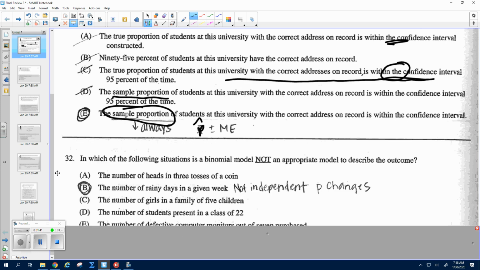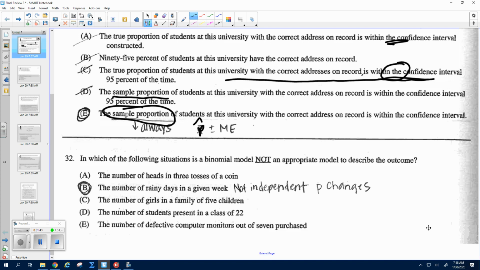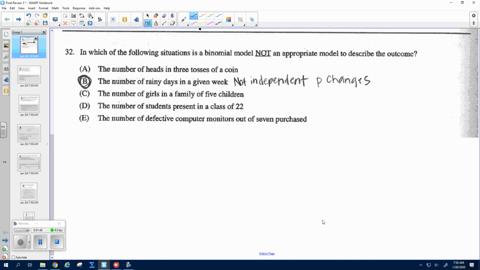All right, 32 is B. Rainy days are not independent, so a lot of times, you know, if you have bad weather, it comes kind of all together. So you can't say that one day it's going to be 20 and the next day it's going to be 90, because there's obviously some dependence from day to day within a given week. All right.